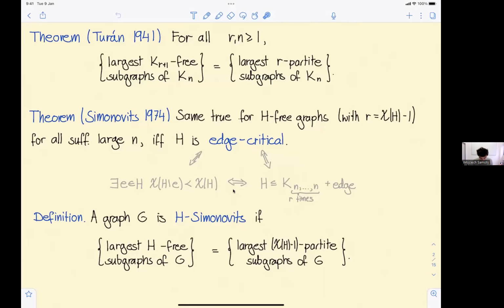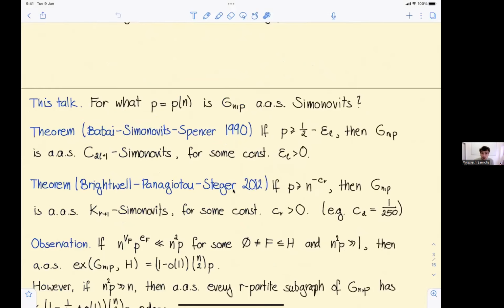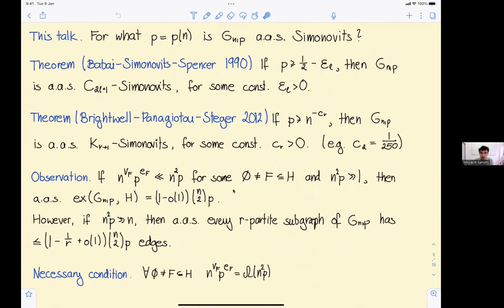Now, the topic of the talk: we will study for which values of p the random graph G(n,p) is asymptotically almost surely Simonovits for a given H-critical graph H. Note here that we'll be interested in p tending to 0 with n, even though the early results in the area concern constant p, and we'll be interested in getting the optimal sufficient conditions that guarantee that a typical sample from G(n,p) is H-Simonovits for a given H-critical graph H.